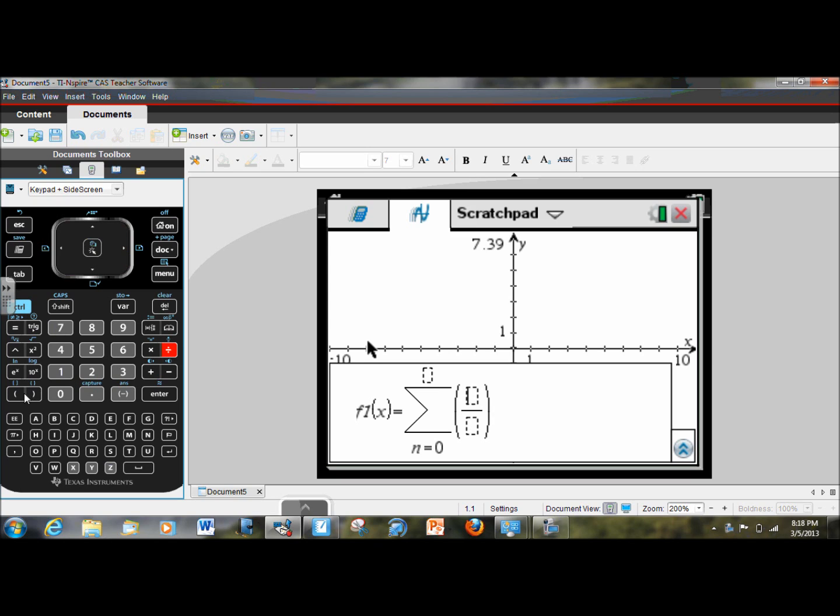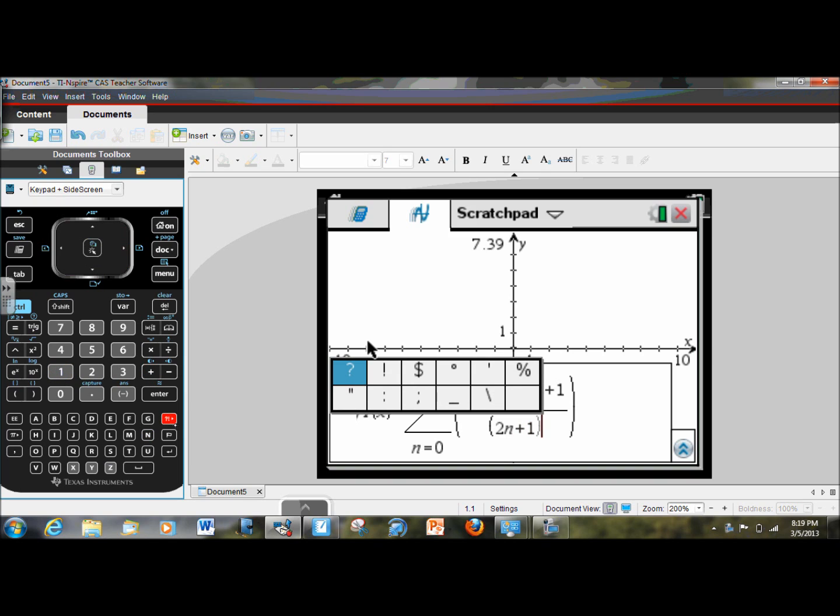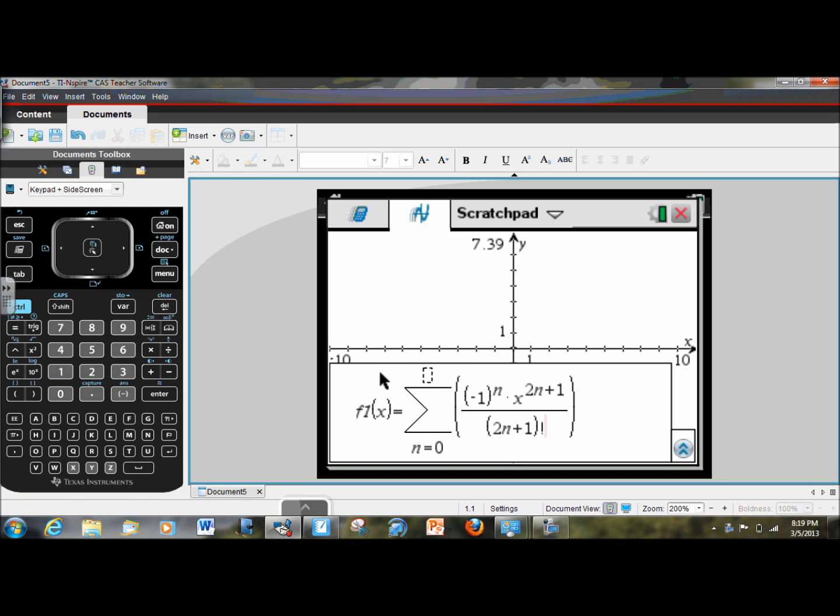But finishing off, we've got a negative 1 to the nth power, and that will be multiplied by x raised to the 2n plus 1. And then we will divide all of this by the factorial value of 2n plus 1. On the TI-Nspire, the factorial is located in the punctuation key. And then I kind of left this upper bound b for just a moment.